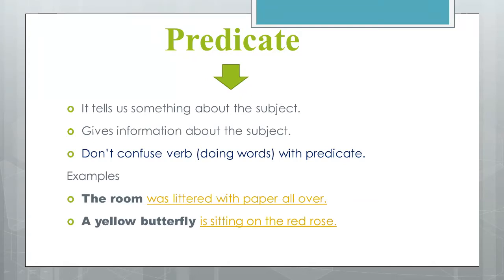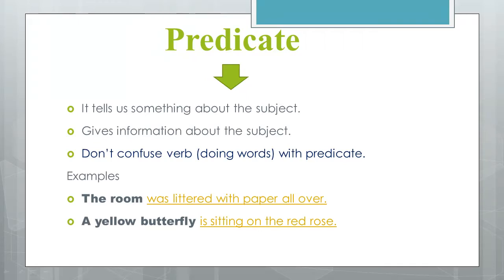That verb is a part of the predicate, but it is also very necessary for the predicate. Notice one thing, that do not confuse verb with the predicate. Verb is just a part of the predicate. All the portion, all the part of the sentence that is not subject is the predicate. Let us understand it with examples.